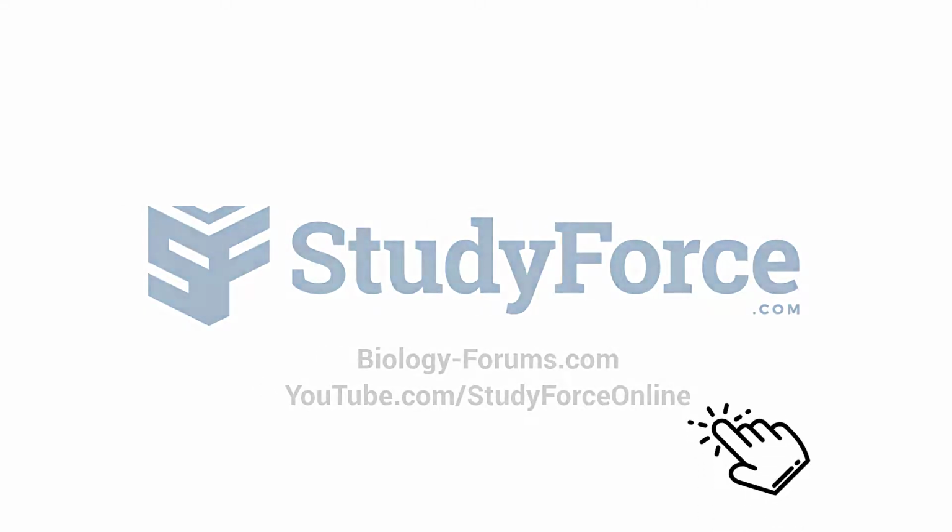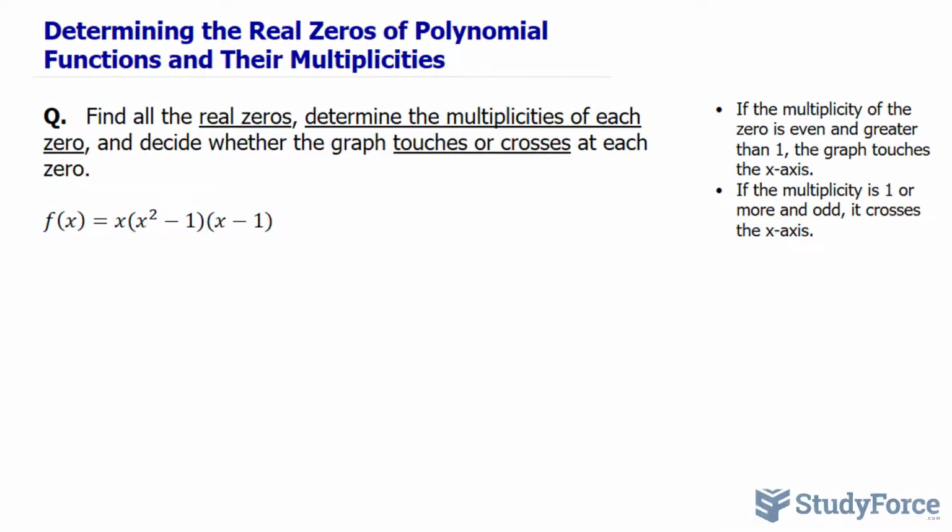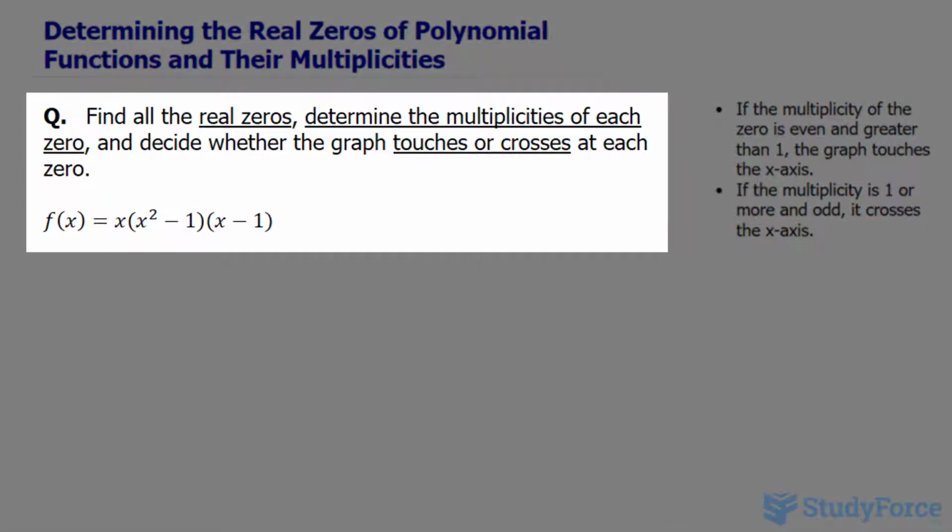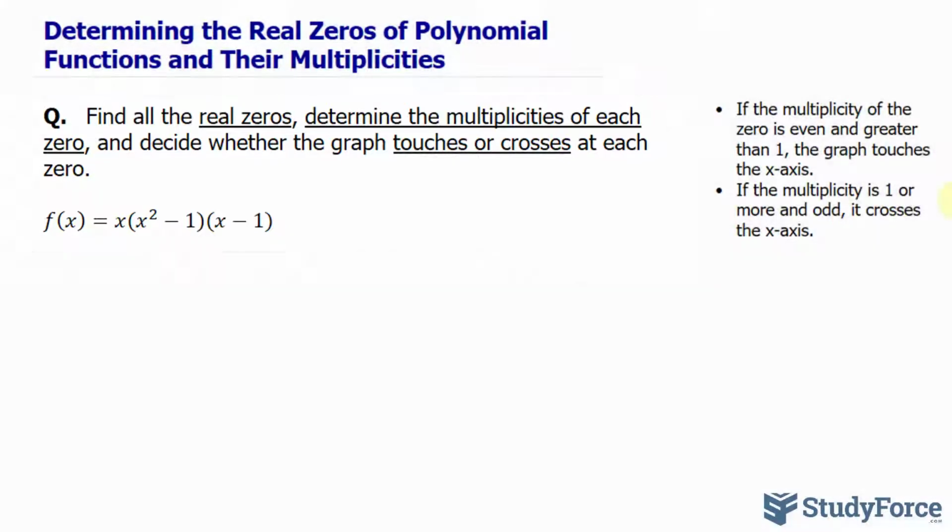In this tutorial, I'll show you how to determine the real zeros of polynomial functions and their multiplicities. The question reads, find all the real zeros, determine the multiplicities of each zero, and decide whether the graph touches or crosses at each zero. To do this, you have to make sure that your polynomial is in factored form.